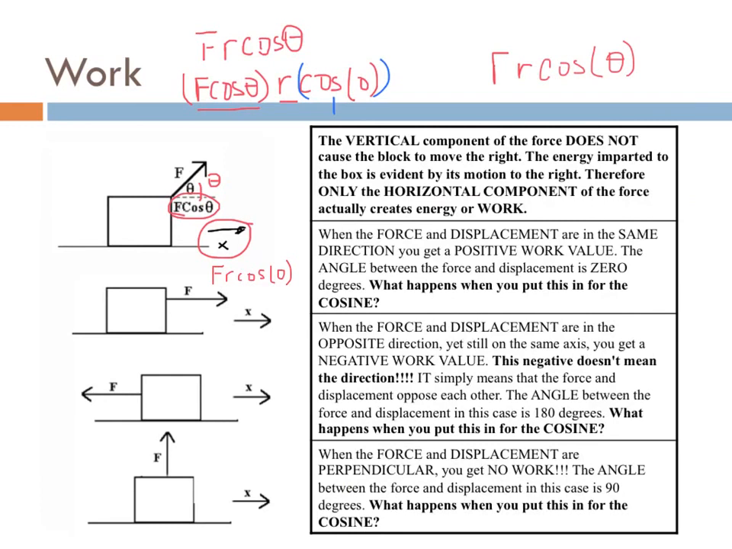For the third example, we have F, we have R, and then the angle between these two would actually be 180 degrees. So that's where my negative is going to come in. This would give me a negative FR, or negative work done. Okay. Again, we'll see what that means in a little bit. Here I have F. Again, my displacement would be in the R direction. It would be to the right. And my angle between my force and my displacement would be 90 degrees. So the cosine of 90 is 0. So I would have no work done by this particular force.